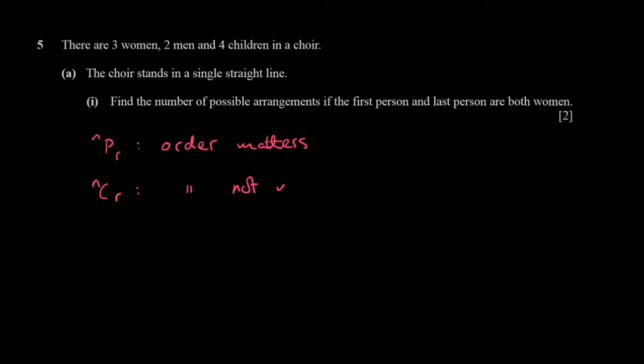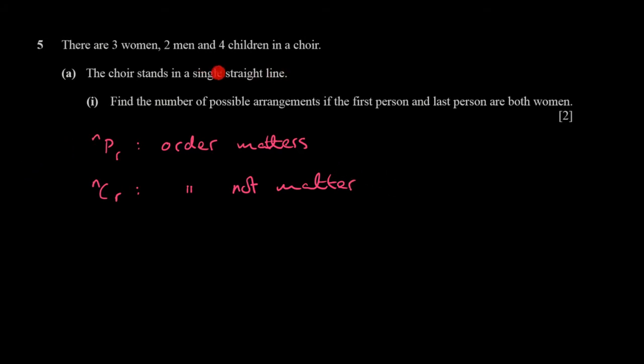So order does not matter. And if you want a clarification on that, what nPr actually means is the number of ways we can arrange r items taken from n items, whereas nCr means the number of ways we can choose r items taken from n items, right? So with combinations, there's no arrangement, so the order isn't important, but with permutations, we are arranging, so order does matter. So in this particular question, we just got to determine what circumstance we've got.